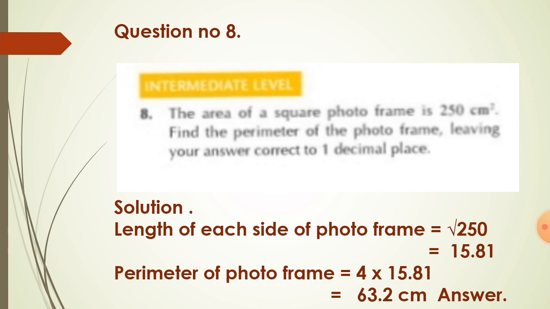Perimeter of photo frame is equal to 4 times the side. Since the photo frame has 4 corners, each side is going to be multiplied with the answer of 15.81. So 4 is going to multiply with the 15.81. The answer will be 63.2 centimeter.